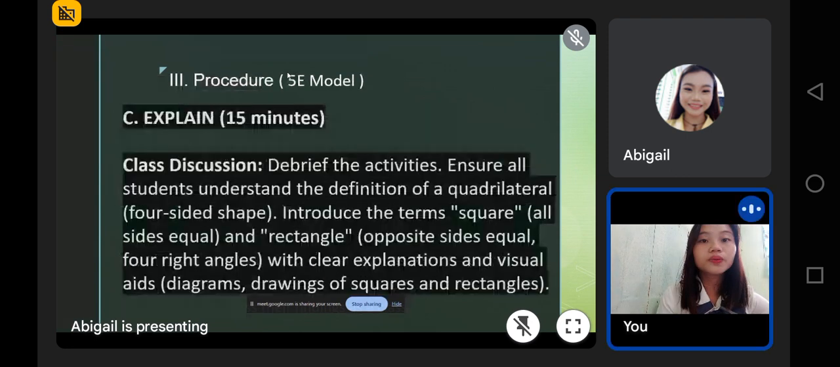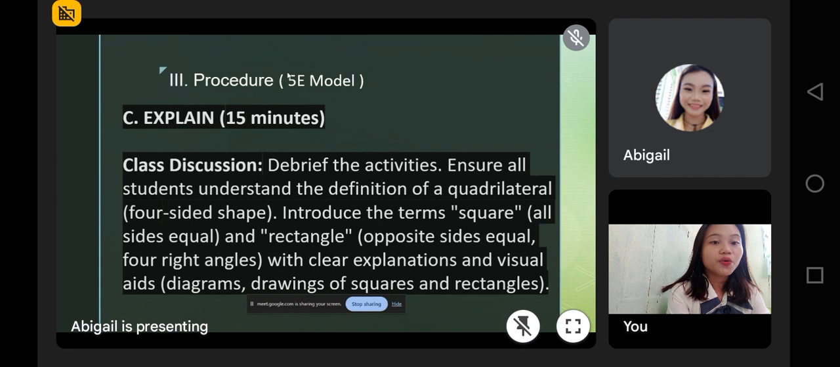And also in the Explain, in procedure number 3, for 15 minutes, the discussion. I will ensure all the students understand the definition of a quadrilateral as a four-sided shape. I will introduce the terms square, all sides equal, and rectangle, opposite sides equal, with right angles, with clear explanations and visual aids, diagrams, and drawings of squares and rectangles.